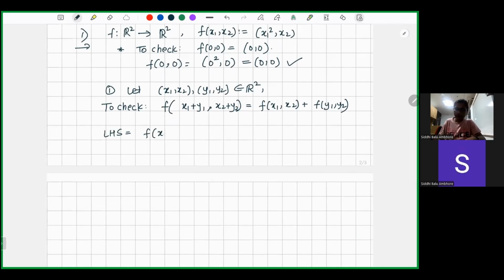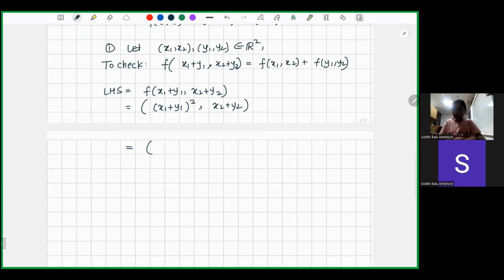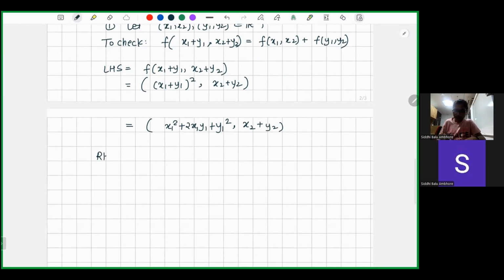So this is f of (x1 plus y1, x2 plus y2), and this is equal to ((x1 plus y1) whole square, x2 plus y2). And when we open this bracket or take the square, we get (x1 square plus 2 x1 y1 plus y1 square, x2 plus y2). This is my LHS.